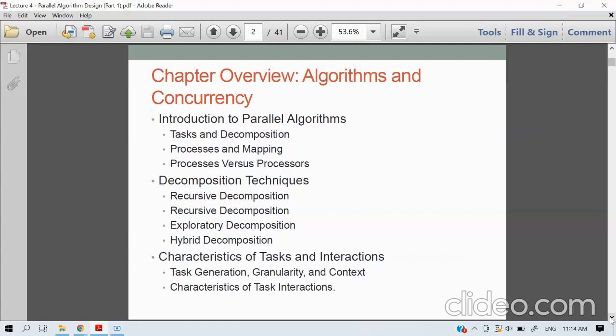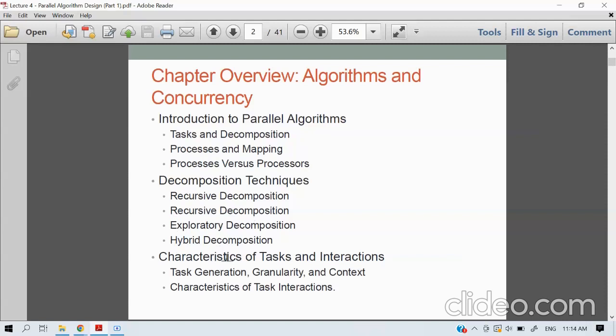Okay, and then there are 4 types of decomposition technique. Recursive. Actually, there are 2 under recursive, and there is one other. And then exploratory and also hybrid. Later we will see what the other one is besides recursive.